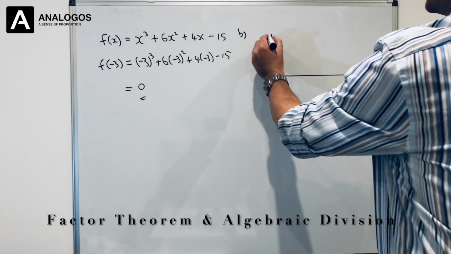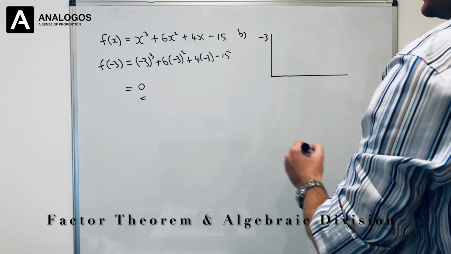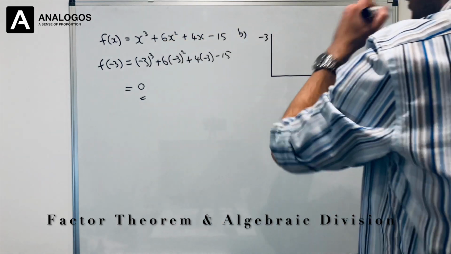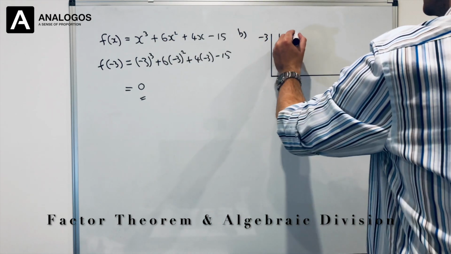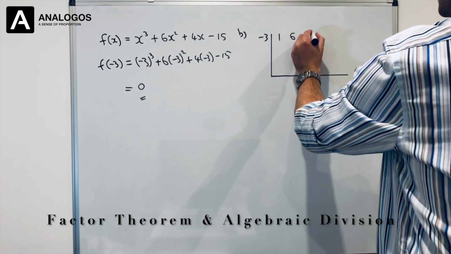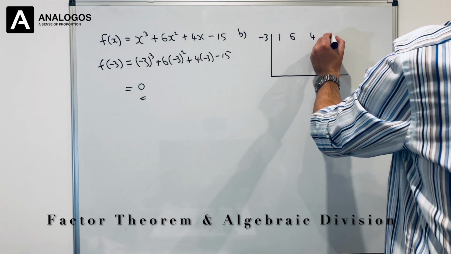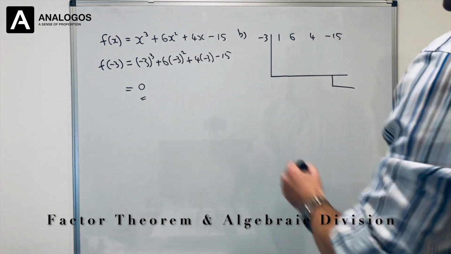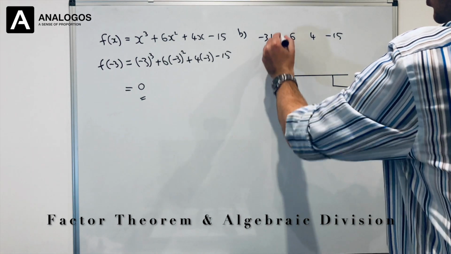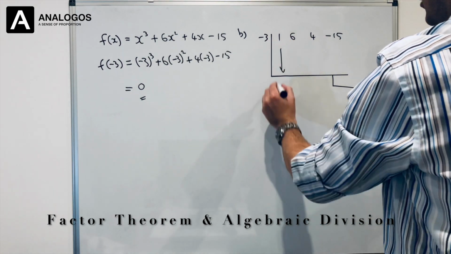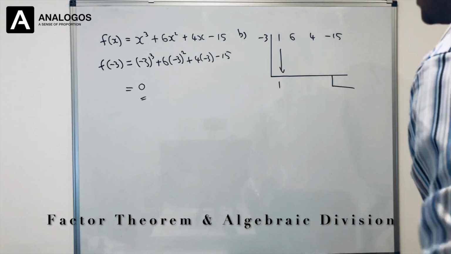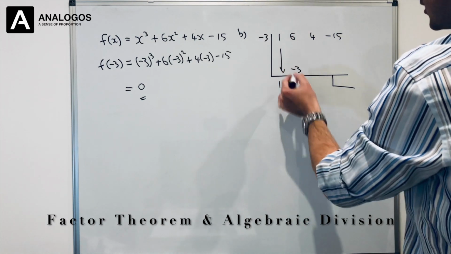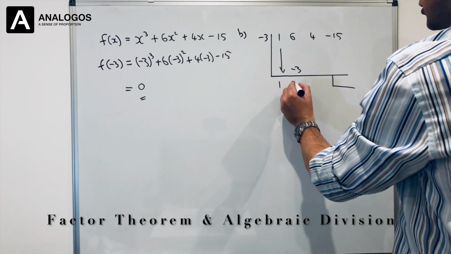So we've got negative 3 is a factor. Again, put the coefficients in. What numbers are in front of the x? So we've got 1, 6, 4, and then the last one is minus 15. And we're hoping for 0. So again, as before, this comes down 1. There's no value here. 1 plus 0 is just 1. Negative 3 times 1 would be negative 3. 6 plus minus 3 is the same as 6 minus 3, which is just 3.